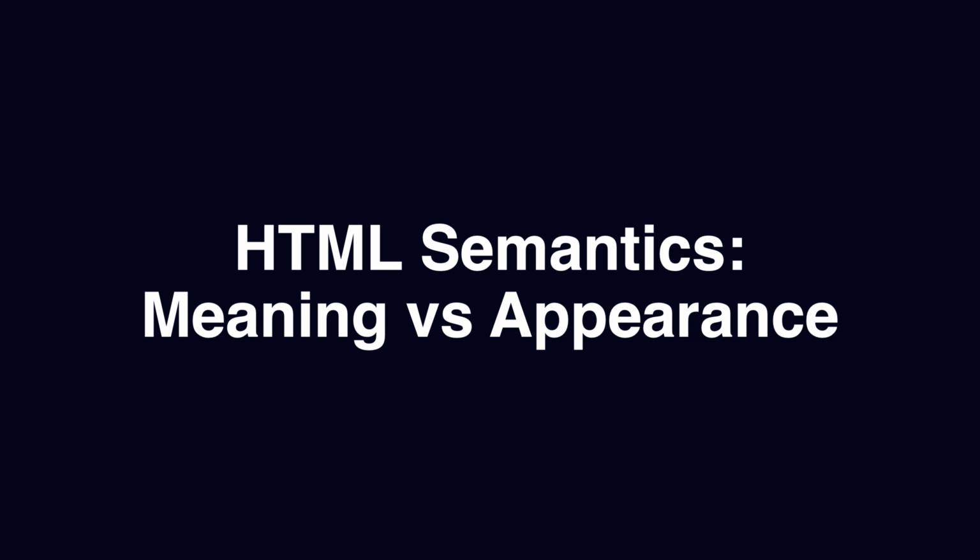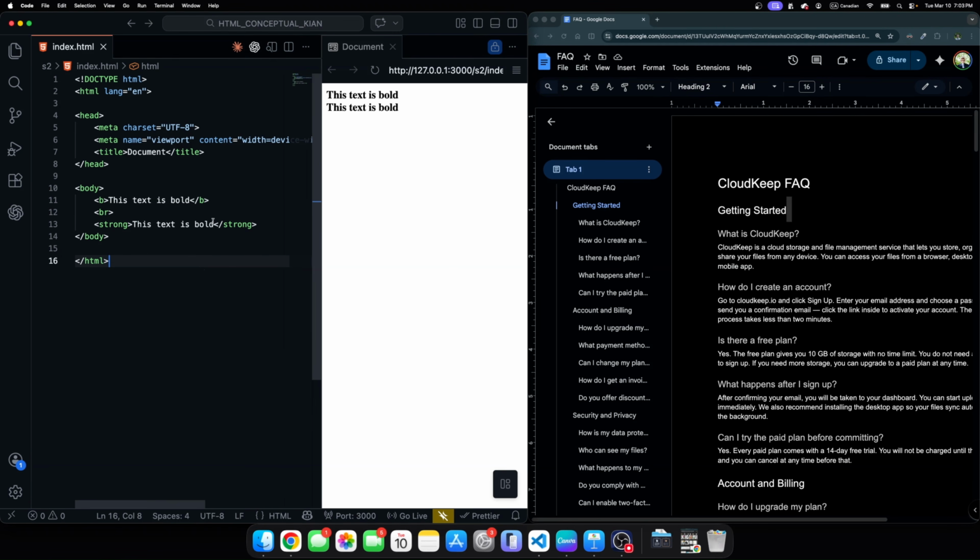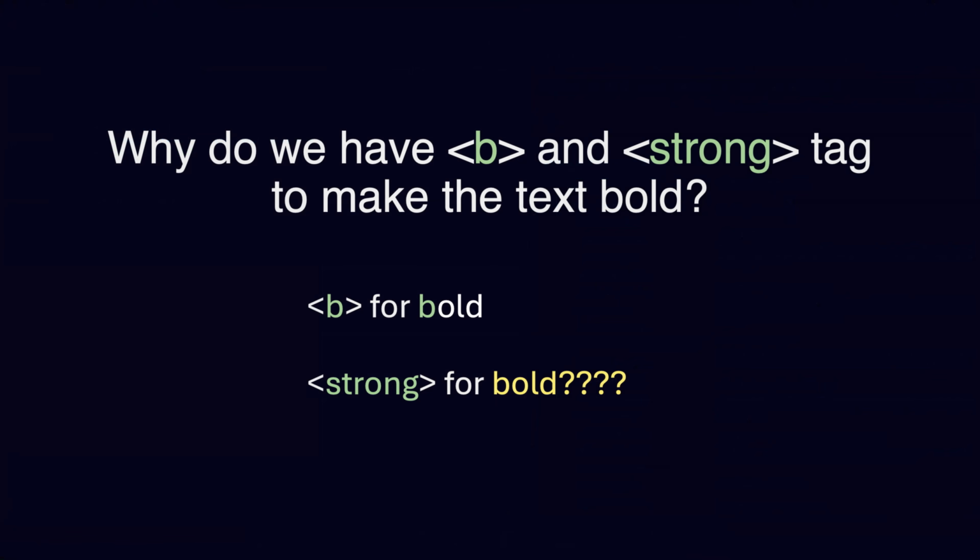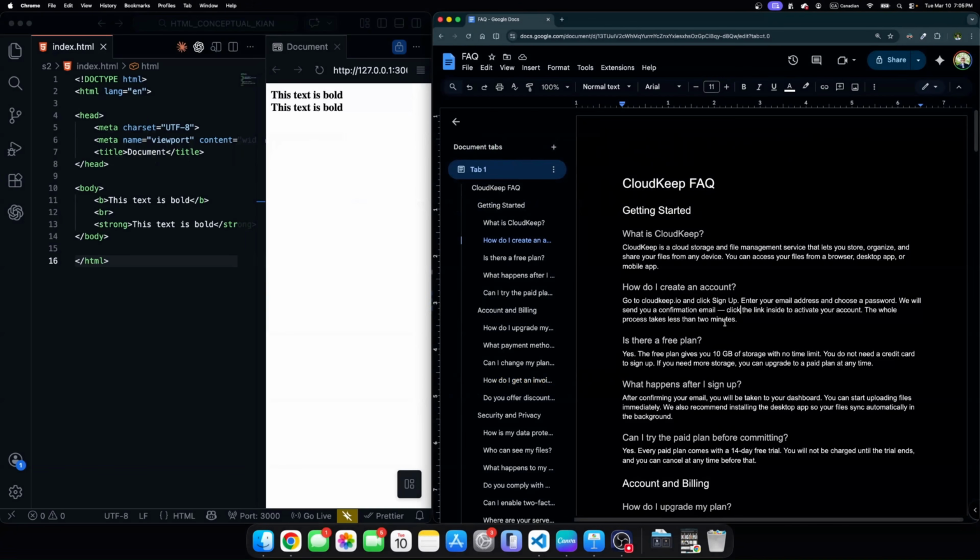At the end of the last episode, I showed you something and left you with a question. We have two tags here, one with the B tag and another with the strong tag, and both of them achieve the same goal. They both make the style bold. My question to you was, why have the HTML designers designed two different tags for the same purpose? This is what this lesson is about. Before I answer that question, I need to show you something first.